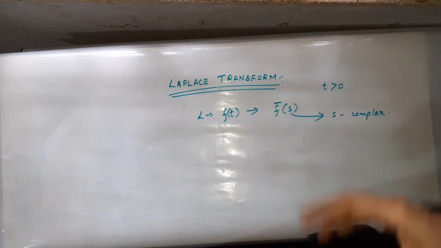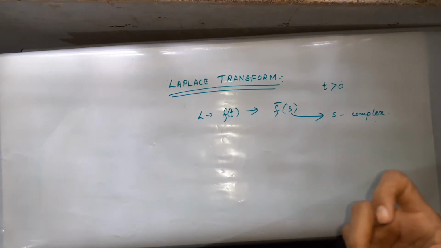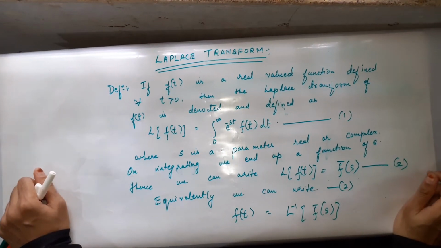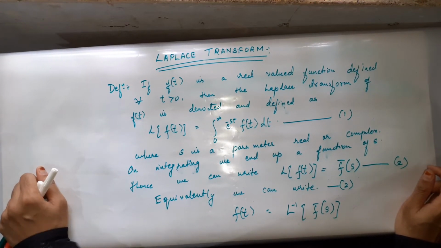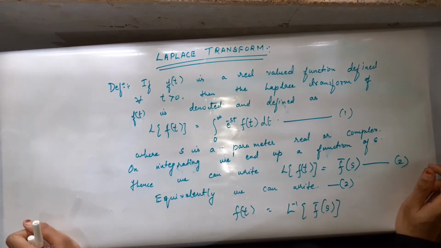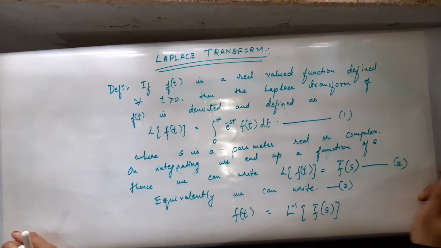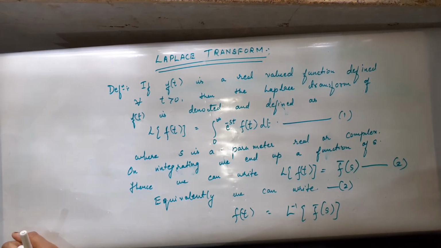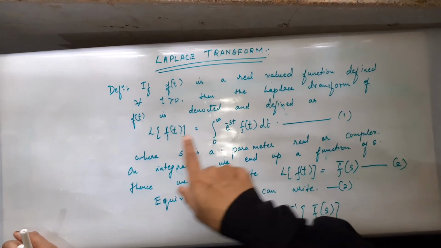Let us understand the actual definition, how you take the Laplace transform and how we define it as an integral. Let's see. The definition is as written here. Suppose you have a real valued function, say f of t, defined for all t greater than 0. For each value of t greater than 0, if your function f of t is well defined, then the Laplace transform of f of t, L of f of t, is written like this.